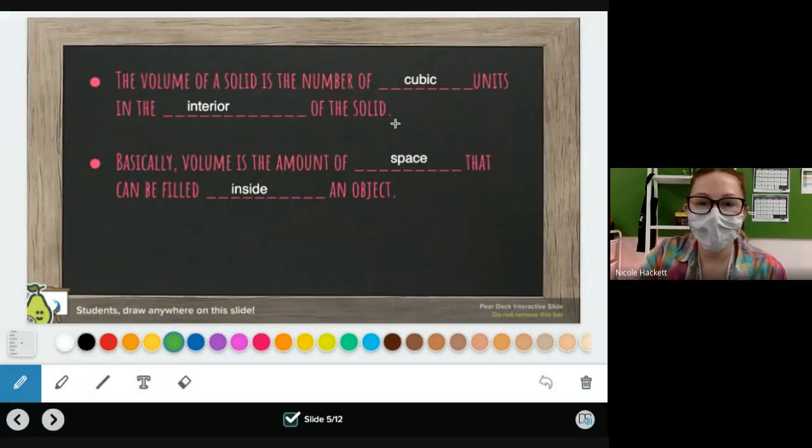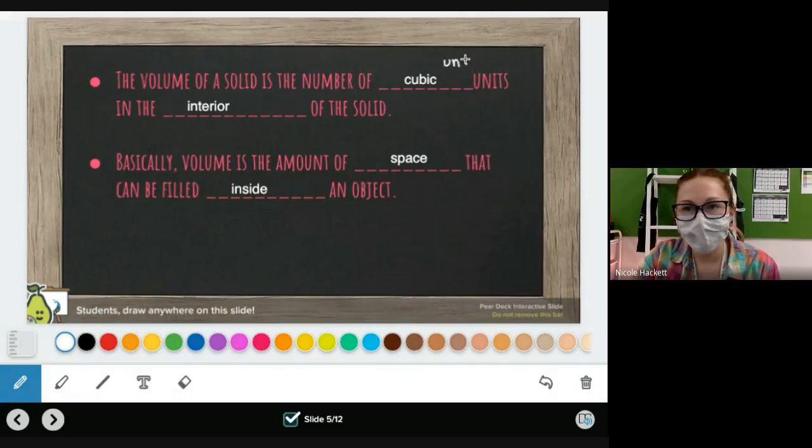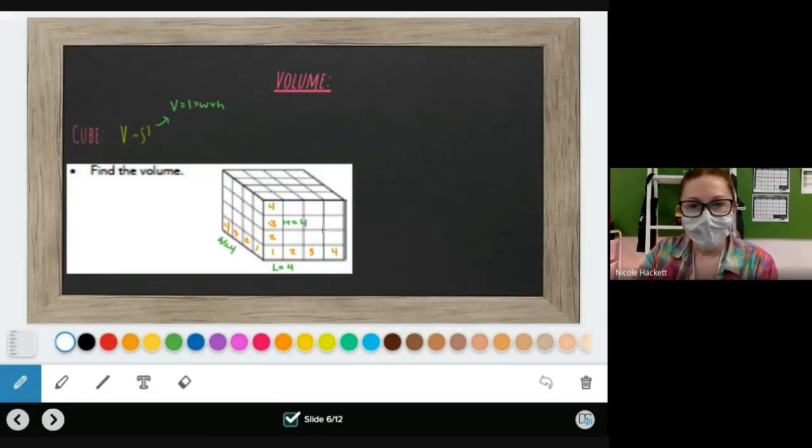So now we're going to be changing our units here. Instead of squared, we're using cubic units. So it would be like units to the third power, so units cubed. So volume of a solid is a number of cubic units in the interior of the solid. Basically, this means that volume is the amount of space that can be filled inside an object. So area was outside, volume is inside. So let's take a look here.